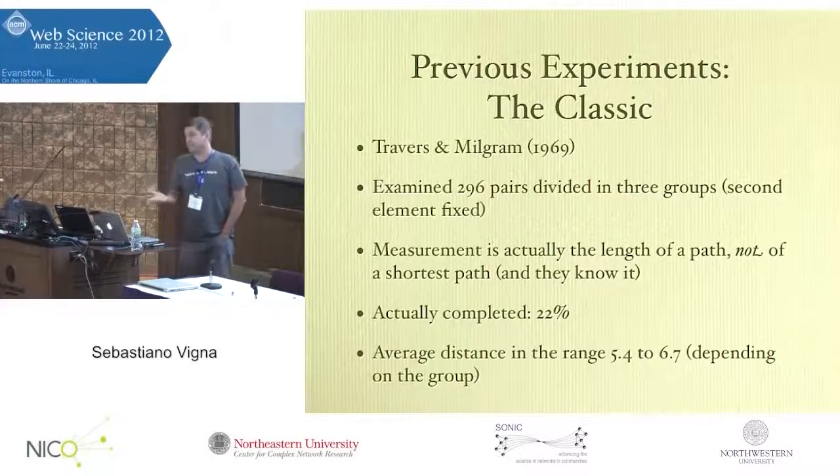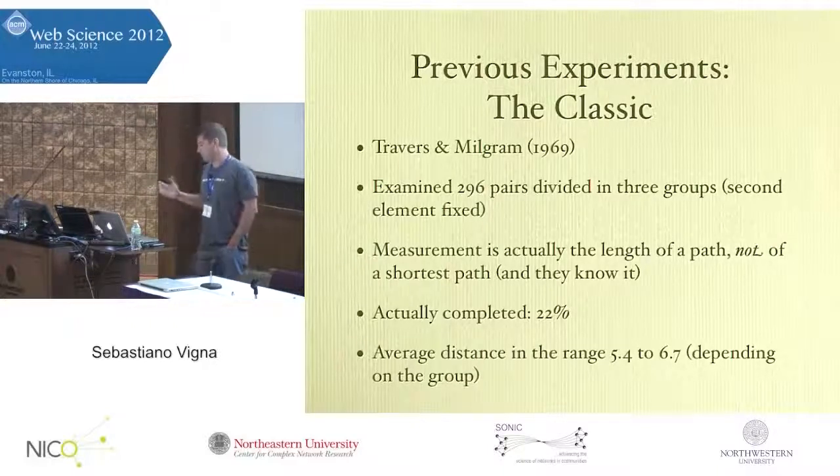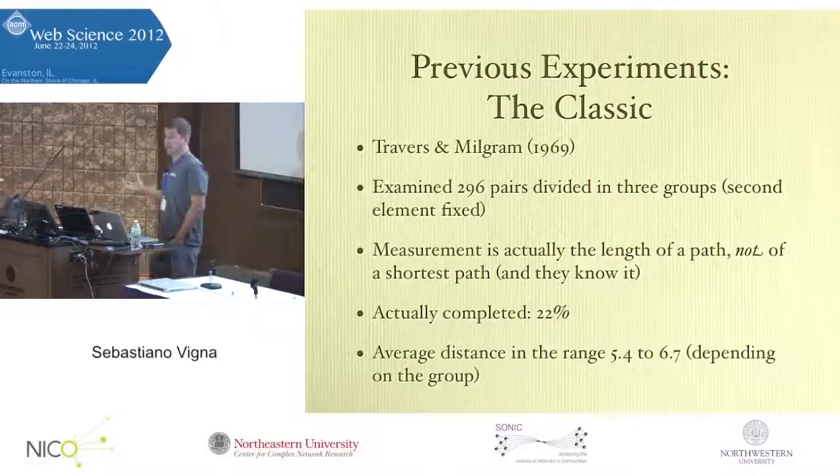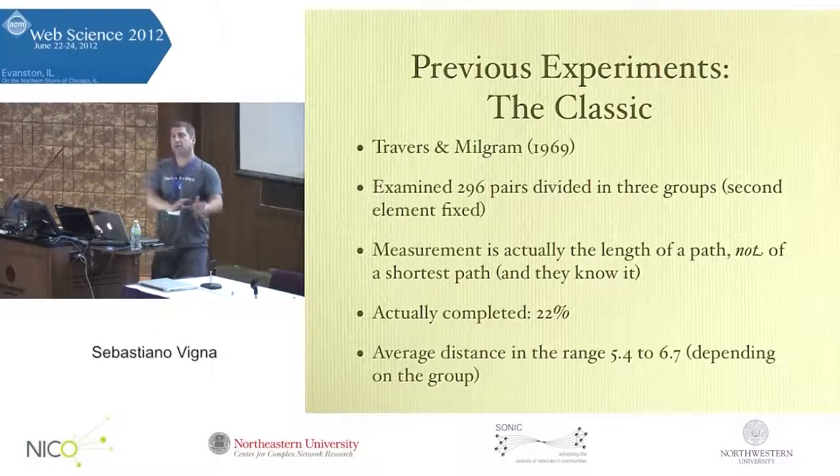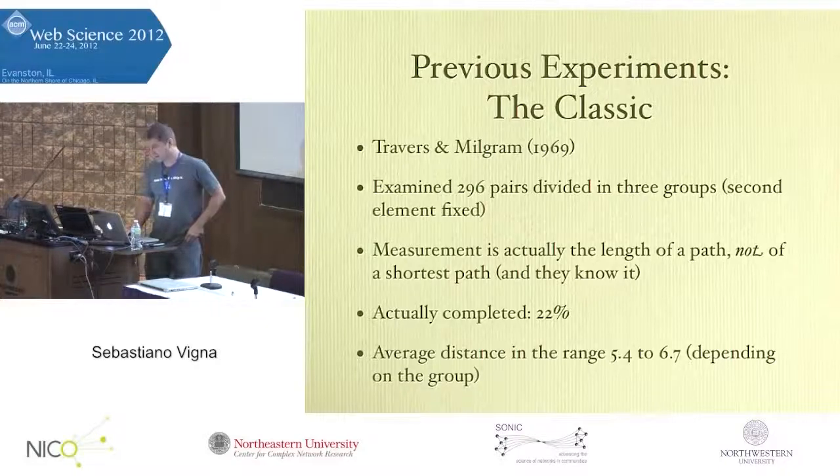The average distance found was from 5.4 to 6.7, depending on the group, because the groups were chosen to highlight different things like geographic location, profession, and so on. But this consolidated somehow the number 6, clearly.